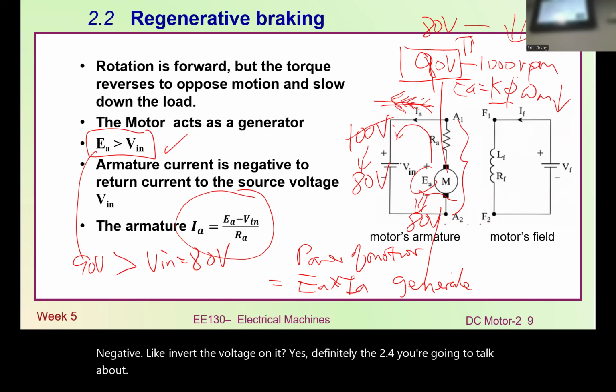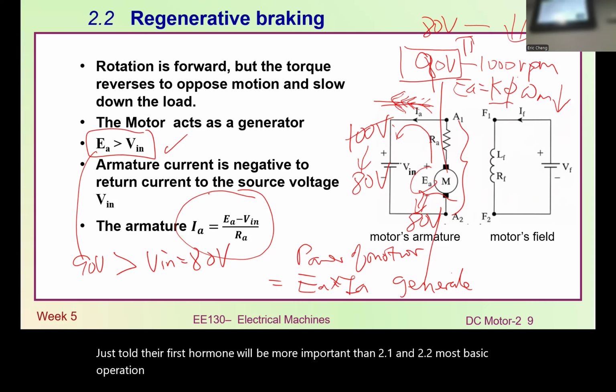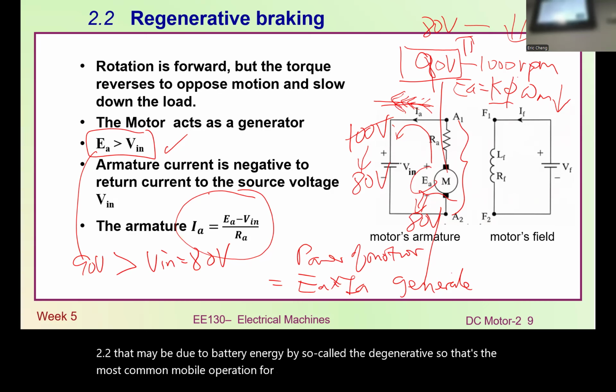So the first two modes will be the most important. 2.1 and 2.2 are the most basic operation for this motor, or for all motors. 2.1 is motoring, the really conventional operation. 2.2 is when we return energy to the battery by so-called regeneration. So that's the most common mode of operation for all DC motors.